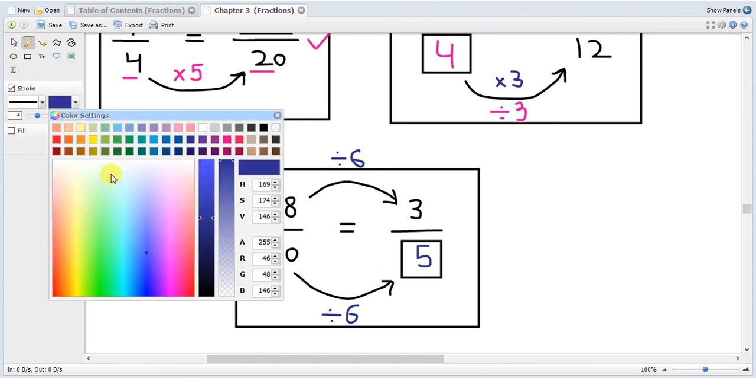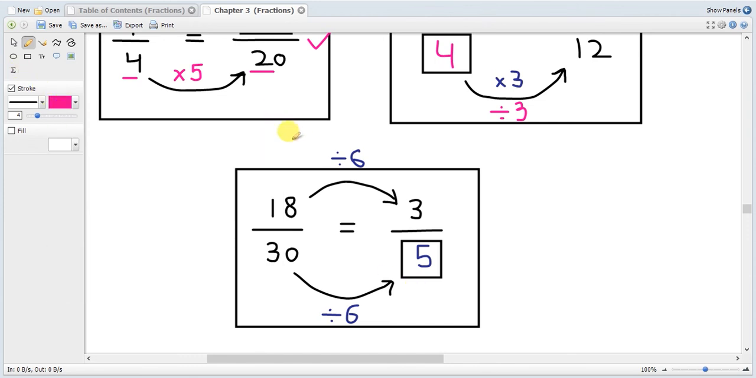Or if we are going to solve it using multiplication, always start from the smaller number. So 3 times what number will give you 18? That is 3 times 6. Now we have to apply the same rule, which is times 6, in the denominator. So what times 6 will give you 30? That is 5 times 6 will give you 30, right? So these are the two different methods of solving equivalent fractions.